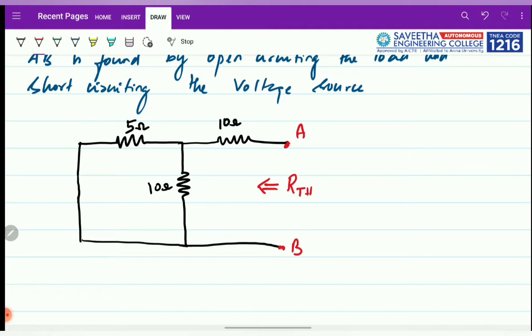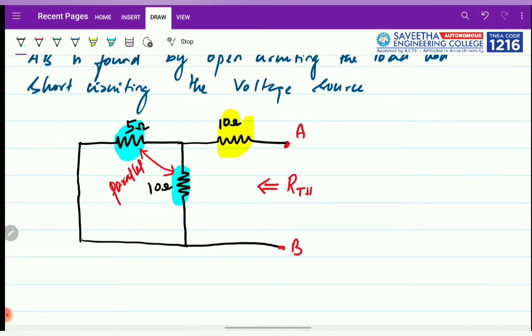So it is necessary whenever you calculate the RTH, that is the equivalent resistance across any terminal, you need to solve it from its opposite side. So from here we will be solving, we will consider two resistances, this is 5 ohm resistance and the other is 10 ohm resistance. These two are in parallel, and the parallel equivalent value of this 5 and 10 will be in series with this 10 ohm resistance.